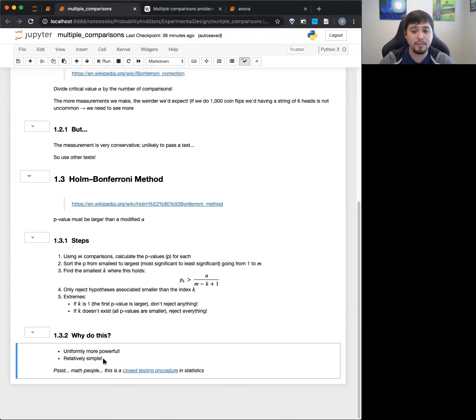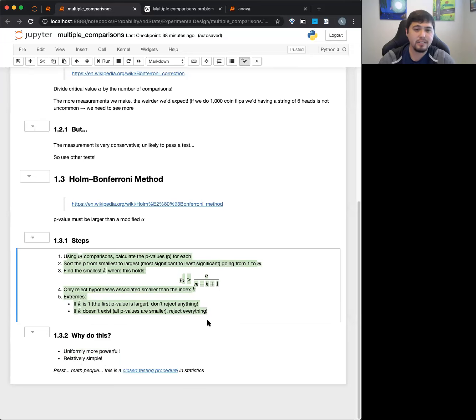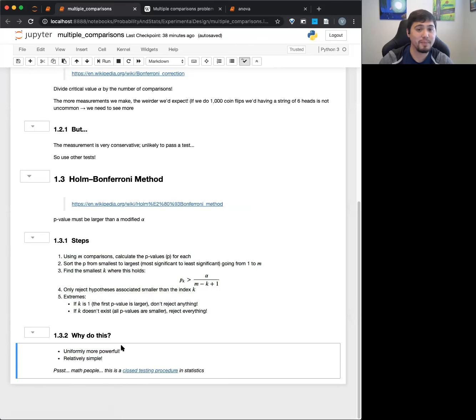It's relatively simple. I know it sounds kind of complicated, but it's something you can code up and make it do this thing. It's not too bad to do. Plus, what's nice about it is, like I said, a closed testing procedure, which is a nice little math thing, but we don't need to worry about that.